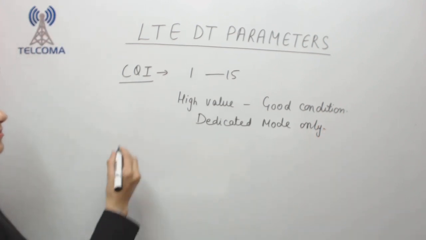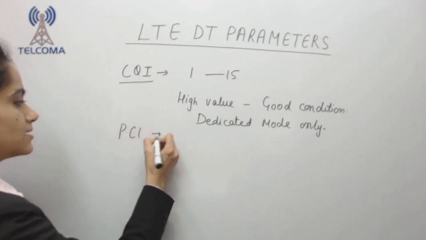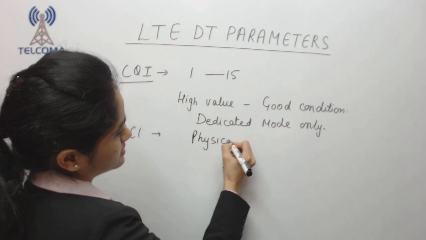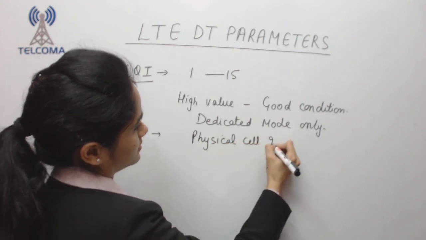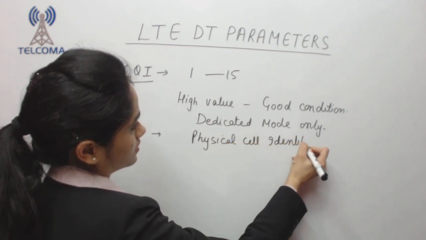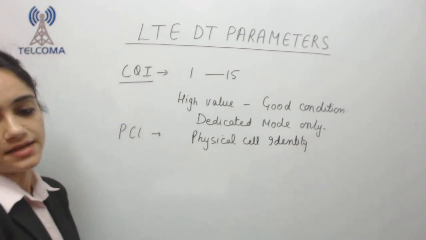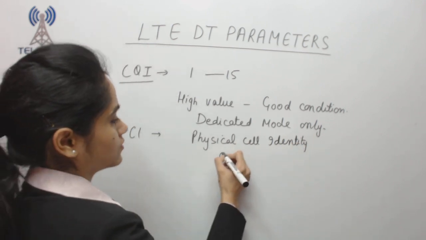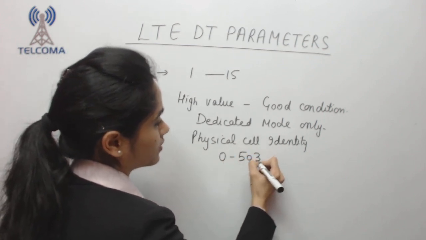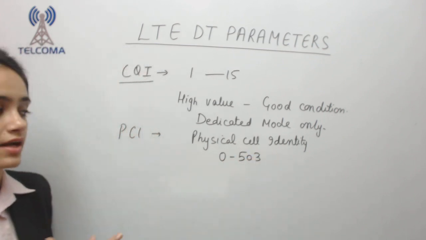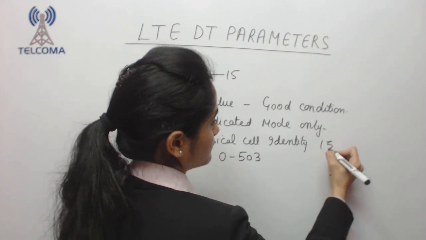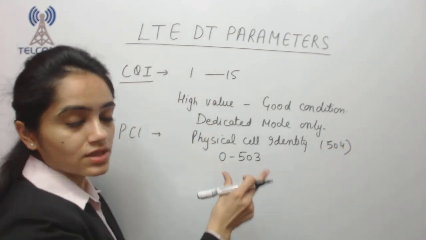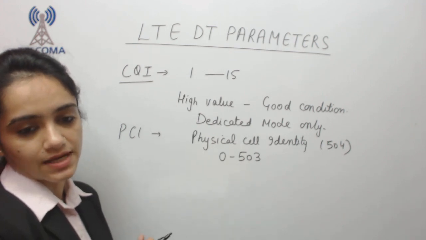Now next we have PCI. PCI stands for Physical Cell Identity. This physical cell identity has a value from 0 to 503. So if we talk about the total number of PCIs, we have a total of 504 PCIs available. That's why 0 to 503 is the range of the PCI.